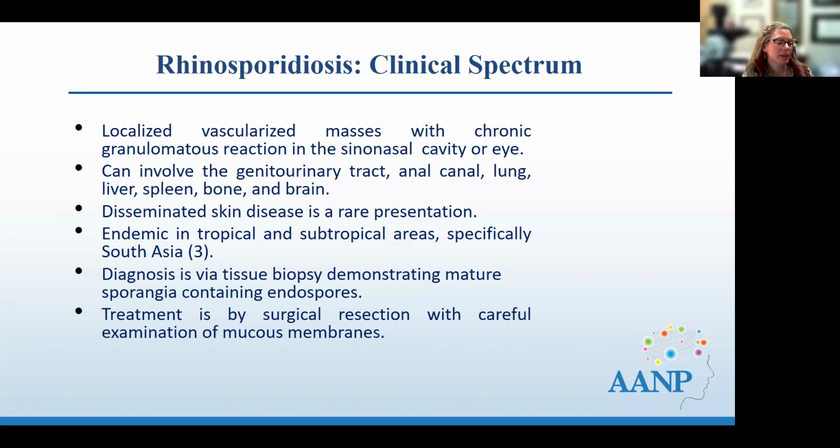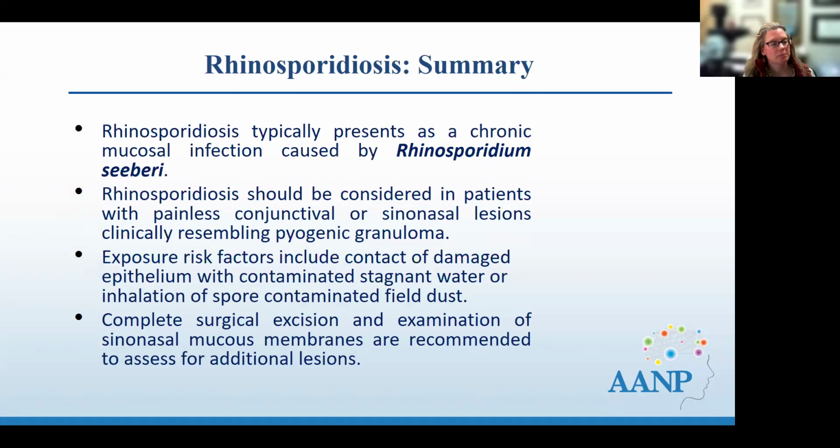So you need to do a tissue biopsy and then surgical resection, but you want to make sure if the patient has this that you advise the clinician to look at all the mucous membranes. And this patient, unfortunately, was lost to follow-up. This is Rhinosporidium seeberi, and you've got to consider it in pyogenic granuloma with that exposure history. And again, you completely surgically excise and follow them to look for additional lesions.